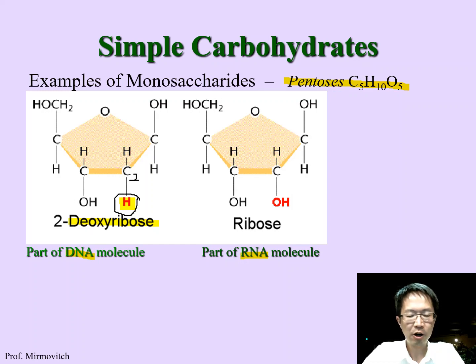It lacks an oxygen. If we compare it to ribose, you see that the group attached to carbon 2, the second carbon atom here, is a hydroxyl group, OH. It has an oxygen. That's why we call this deoxy. De means remove.